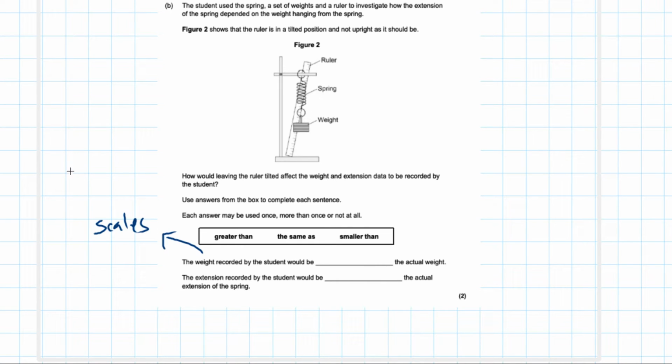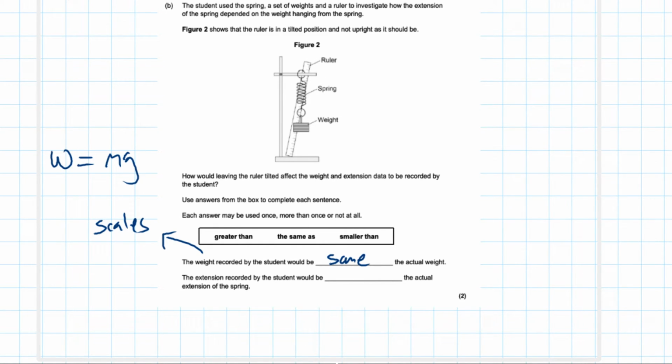We use a scale because our formula is weight equals mass times gravity, but we're weighing the mass essentially. So we can weigh the mass, or find the weight using the scales, and therefore the weight that's recorded is going to be the same, even if the ruler is wonky. It doesn't affect the weight because you don't use the ruler to measure the weight. However, the extension is going to be affected in this situation.